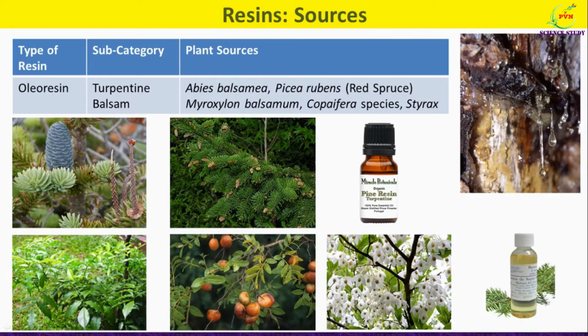Then the next oleoresin is the balsam resin. It is also produced from different plant sources. The first plant source is Myroxylon balsamum. Then this is the photograph of another plant, that is Copaifera species. And this is a very beautiful photograph of the plant Styrax. It is also a source of balsam oleoresin.